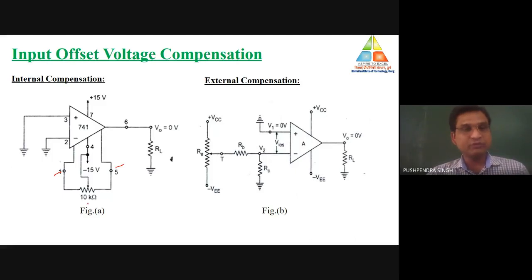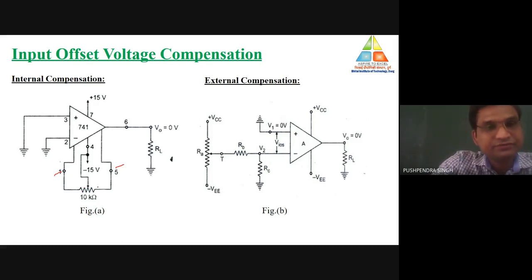So by connecting one potentiometer in between pin number 1 and pin number 5, and by connecting one wiper with the help of a negative or positive supply as per the requirement, whether we need to compensate the positive voltage or the negative voltage. If we want to compensate the positive voltage, connect it with the negative supply, or it may also be connected with the positive supply. So by moving the wiper, we may change the value of the output.